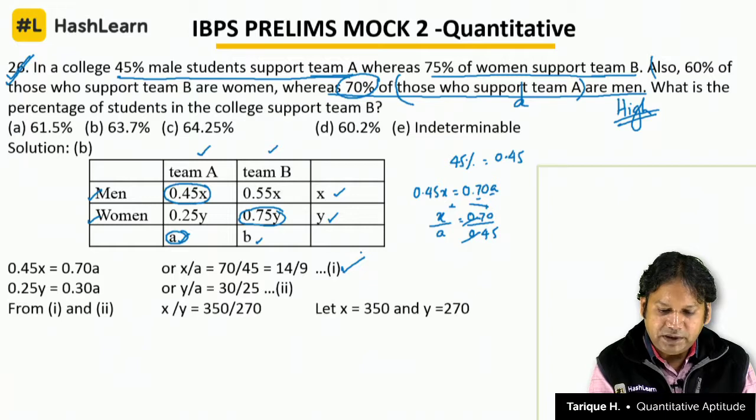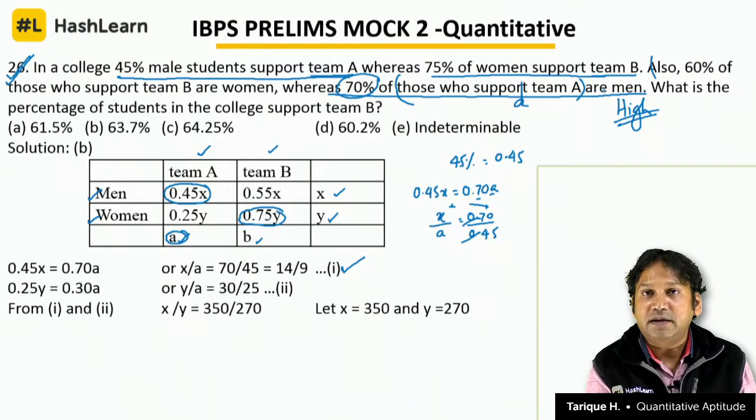Now if 70% of those who support team A are men, that also means that 30% of those who support team A are women.